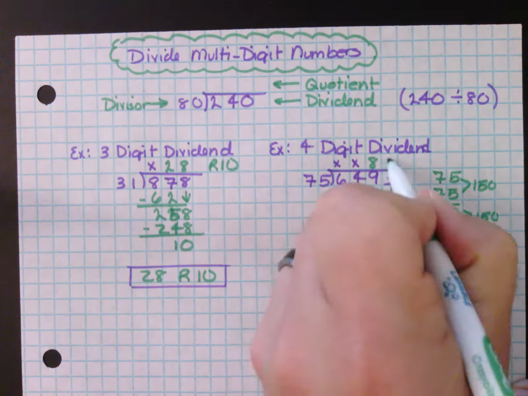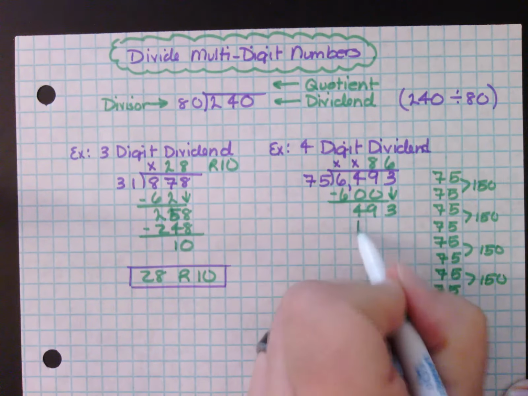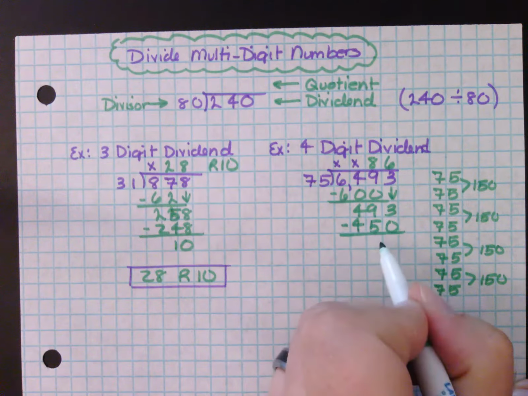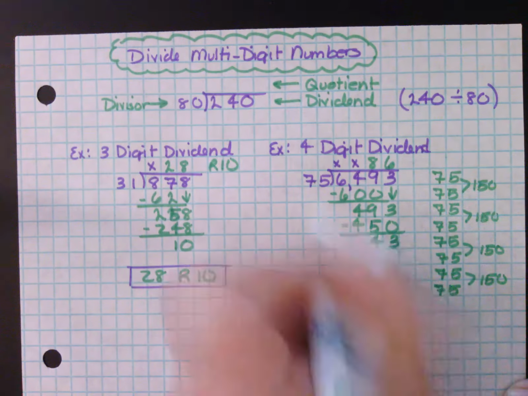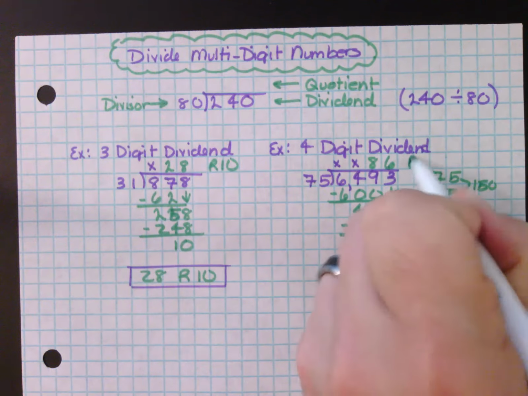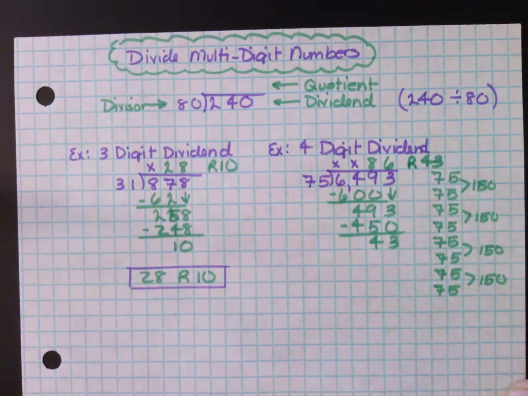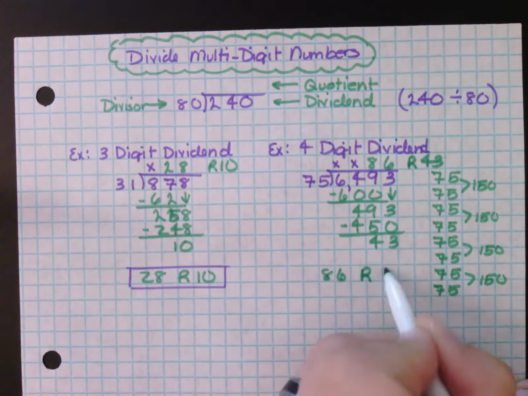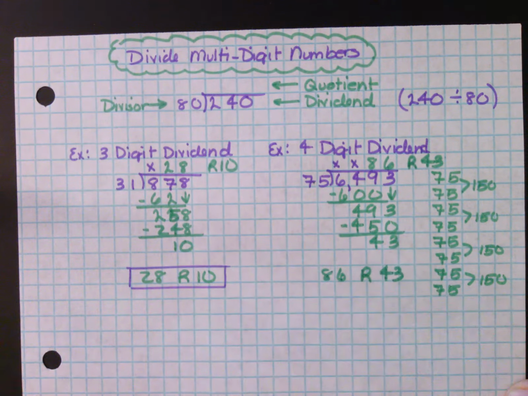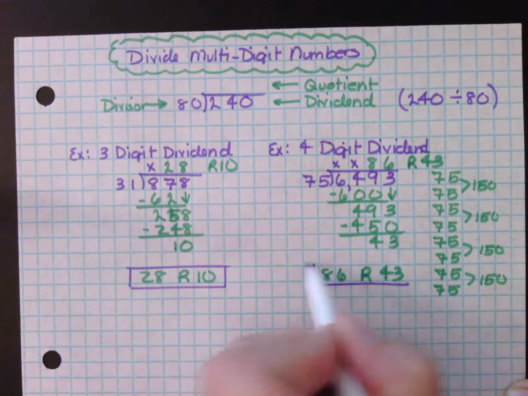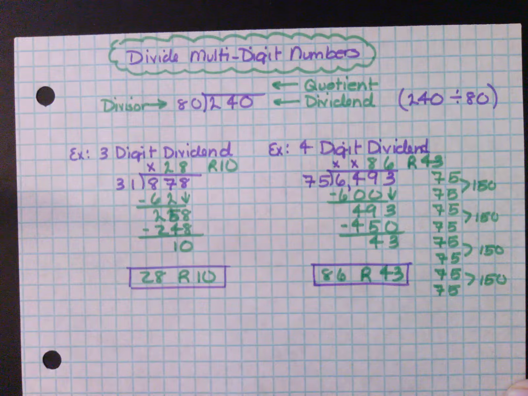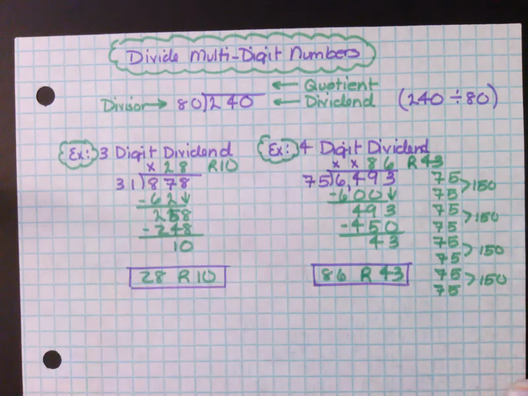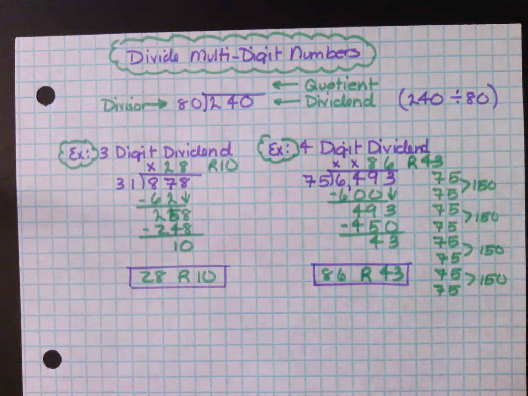So I'm going to do 6. 6 times 75 is 450. Subtract, and I get 43, which is smaller than 75, and so I have a remainder of 43. And so the answer is 86, remainder 43. And that's how you complete division of multi-digit numbers.